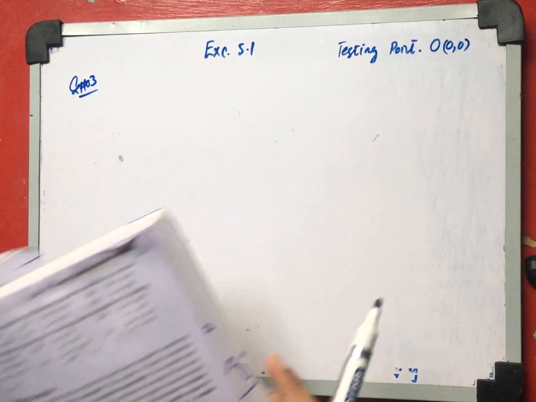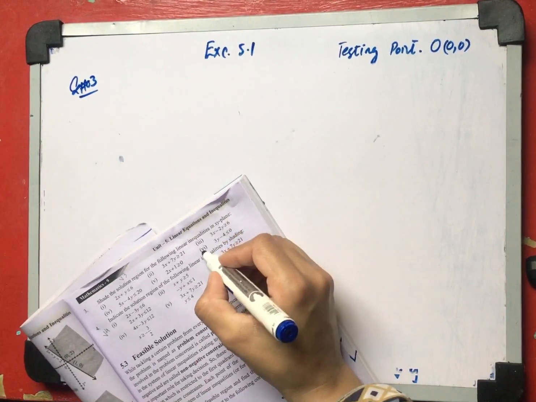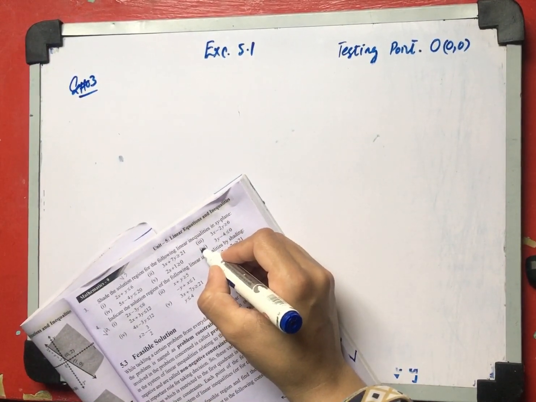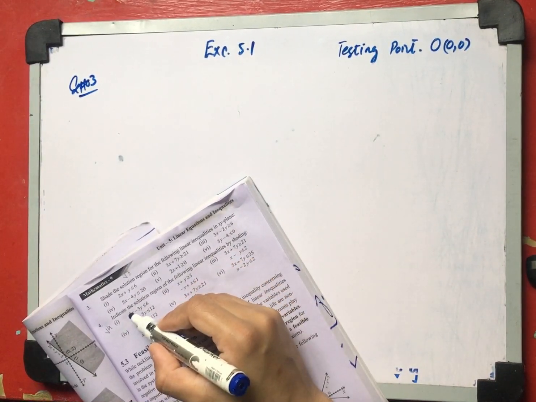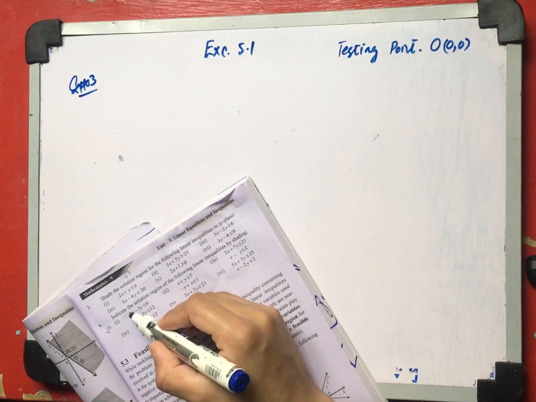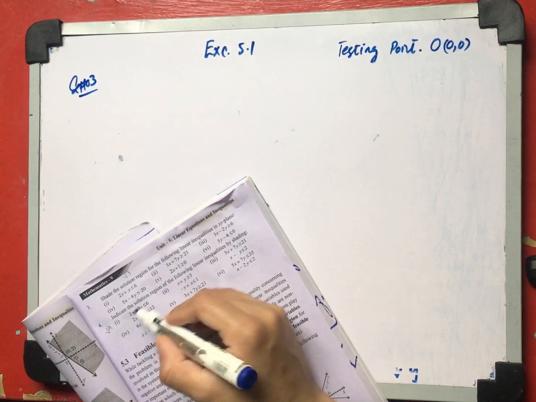Part number 3 can be done exactly on the same lines as 1 and 2. Part 4 will be done exactly the same as we did 1 and 2.